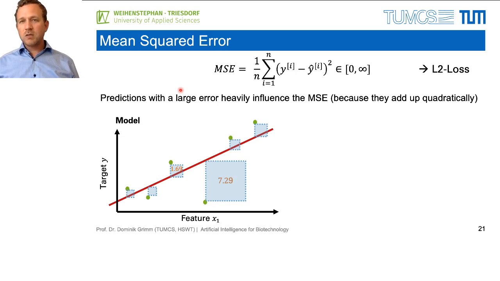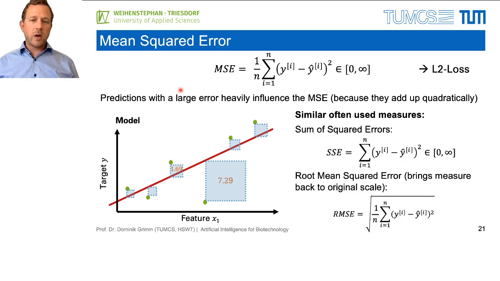Instead of the mean squared error, we also quite often use the sum of squared errors, which is nothing else than removing the 1 divided by n, so we don't normalize it. Or sometimes we also use the root mean squared error, which is nothing else than putting a square root around it, which helps us bring the measure back to the original scale. Because if we square the errors, the error looks quite large, and with the square root we can transform it back to our original scale.